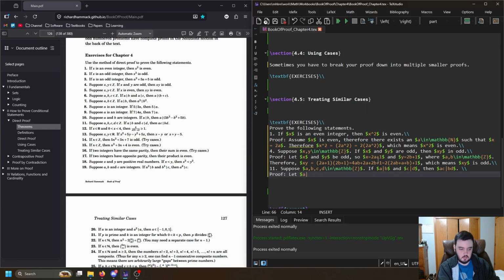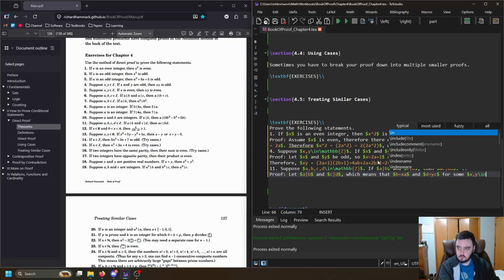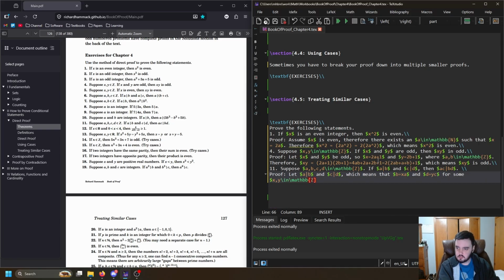Proof of this. We are going to start with just implementing the divides definition. Let A divide B and C divide D, which means that, okay, divides. If A divides B, then B is equal to A times a number, means that B equals X times A, and D equals Y times C for some X, Y in the integers, right? That's divides.